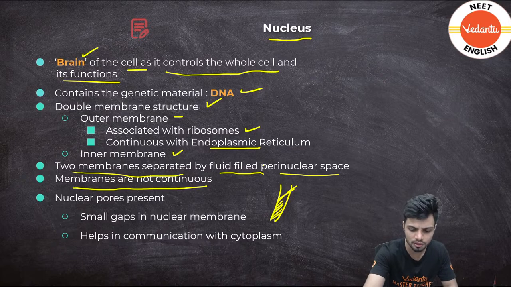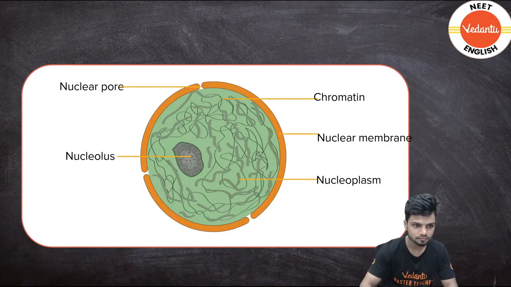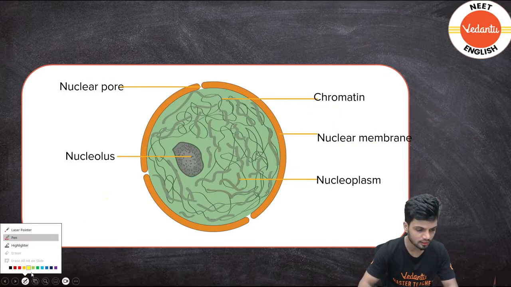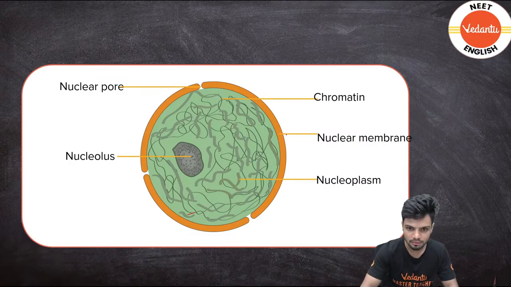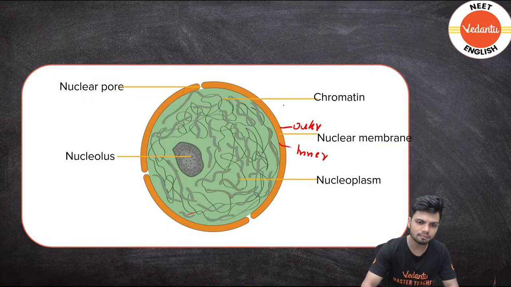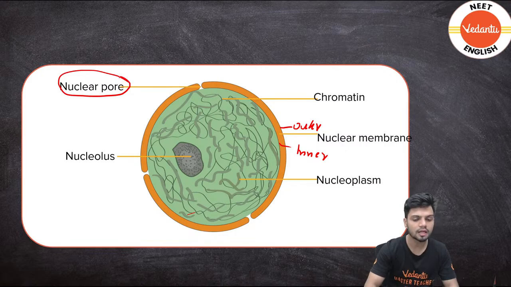What do we mean by membranes are not continuous? Look at the diagram here. This is the nuclear membrane, outer membrane and inner membrane. Now, this outer membrane and inner membrane are not continuous. In certain places, we have something called the nuclear pore.